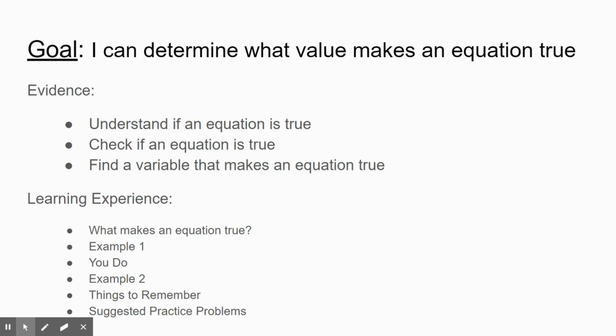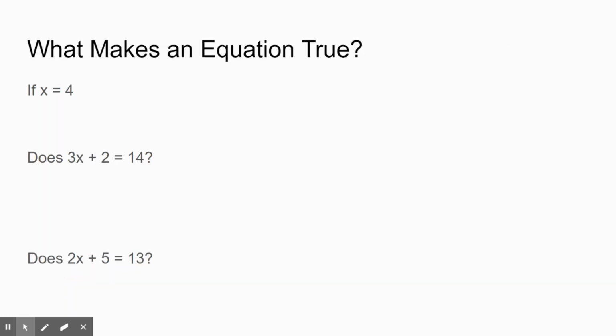In this video, we are going to determine what value makes an equation true. So we're going to understand if an equation is true. What does that actually look like? We're going to check how we can check if an equation is true, and then we're going to find a variable that makes an equation true. They're all basically the same thing. We're trying to figure out, are equations true or not? The learning experience is there at the bottom. You can look at that if you'd like, but we are going to roll right along to our first slide here.